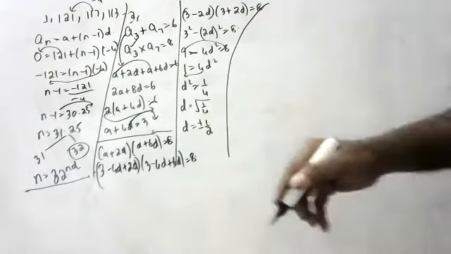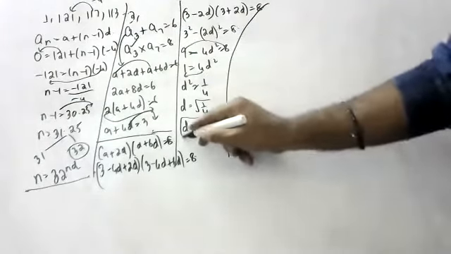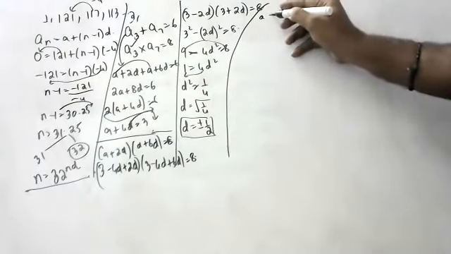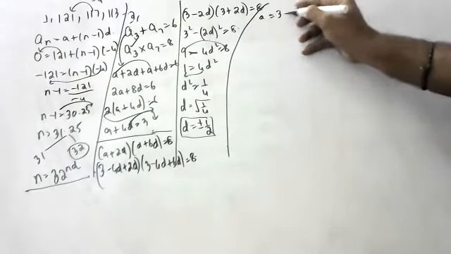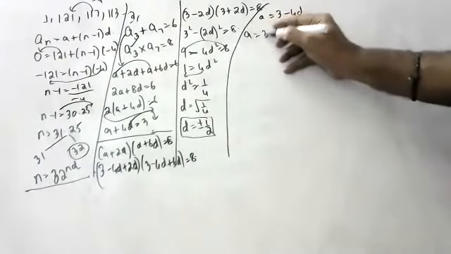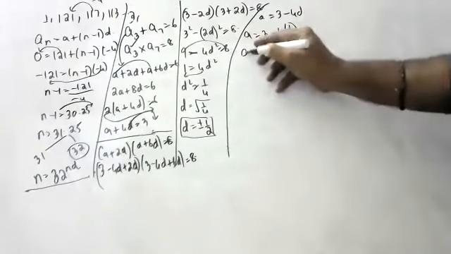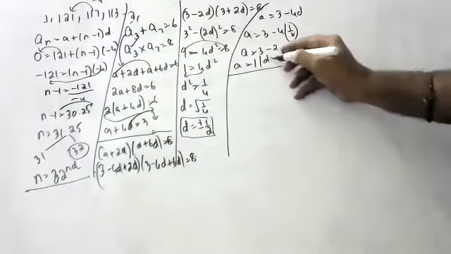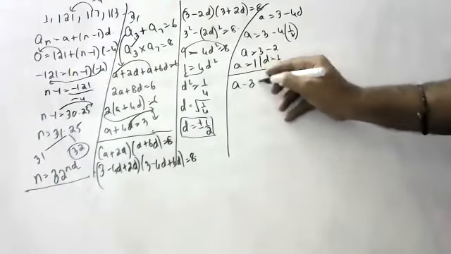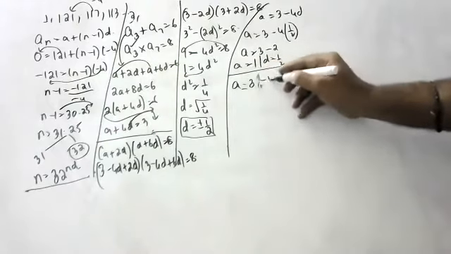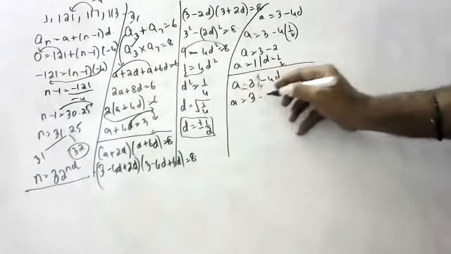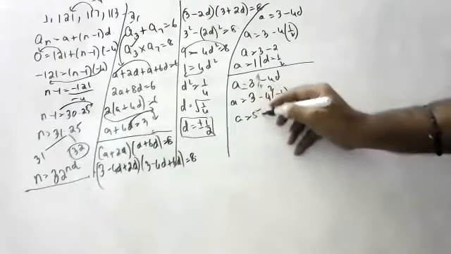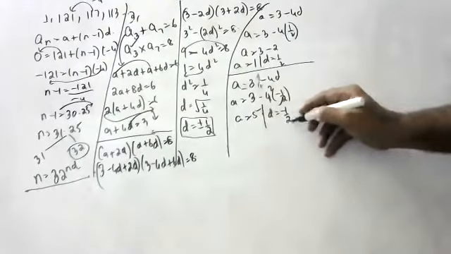So, children, d is plus or minus 1 by 2, and a also we should find out. A plus 4d is equal to 3, so a is equal to 3 minus 4d. A is equal to 3 minus 2, a is equal to 1, if d is equal to 1 by 2. Again, a is equal to 3 minus 4 into minus 1 by 2, a is equal to 5, if d is equal to minus 1 by 2.